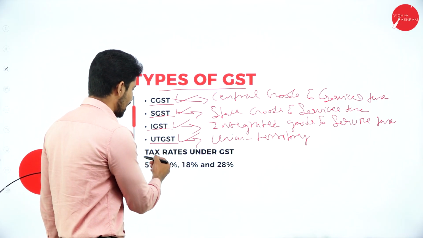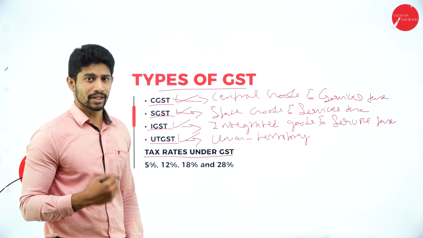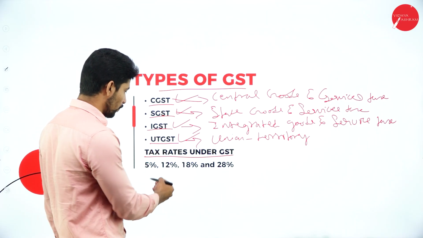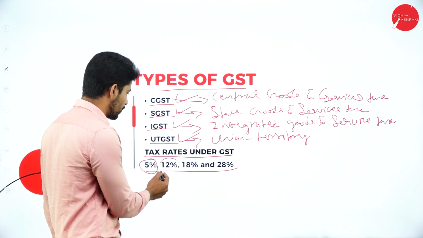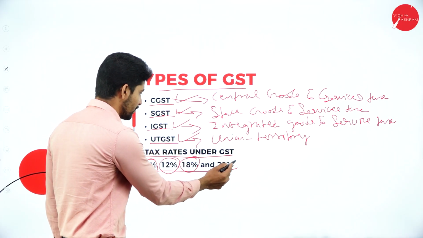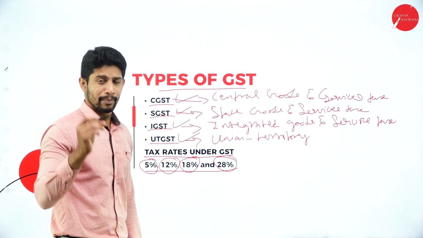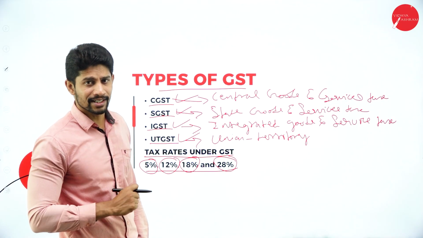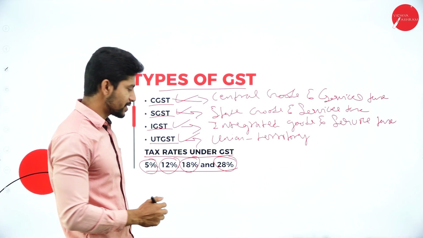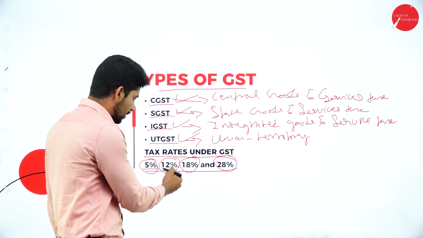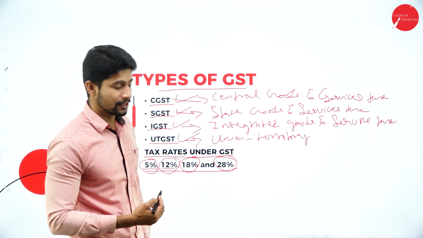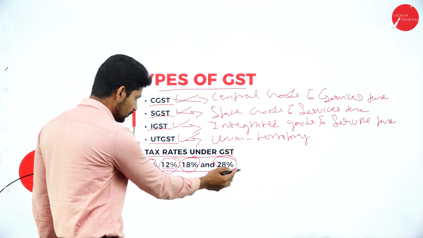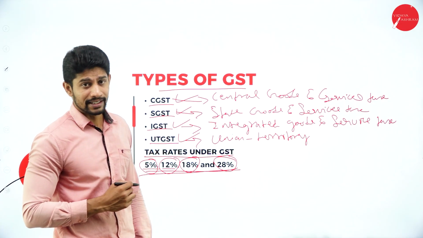Next, tax rates under GST. So what are the tax rates under GST? We have a four-tier tax rate, that is 5%, 12%, 18% and 28%. Yes, mainly we have four rates under GST. Those four rates are 5%, 12%, 18% and 28%. These are the rates under GST.